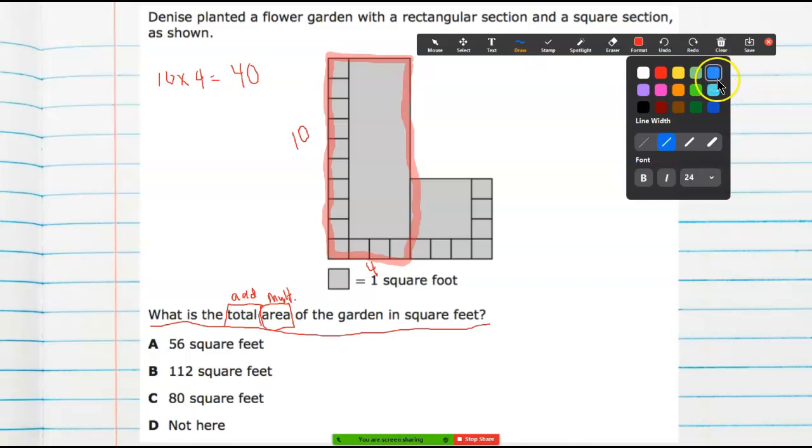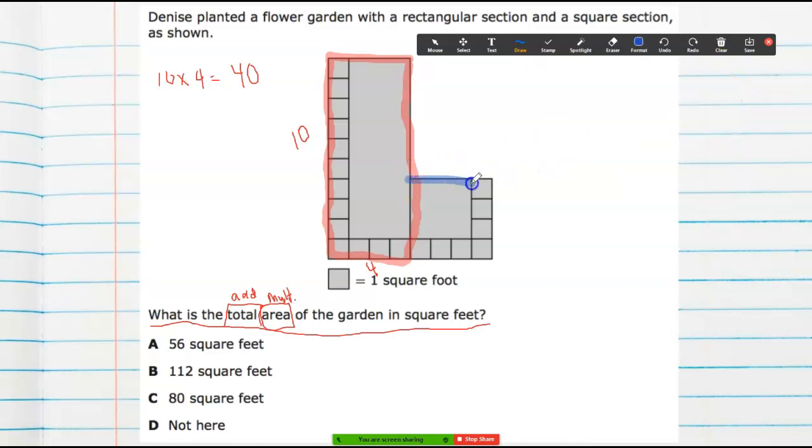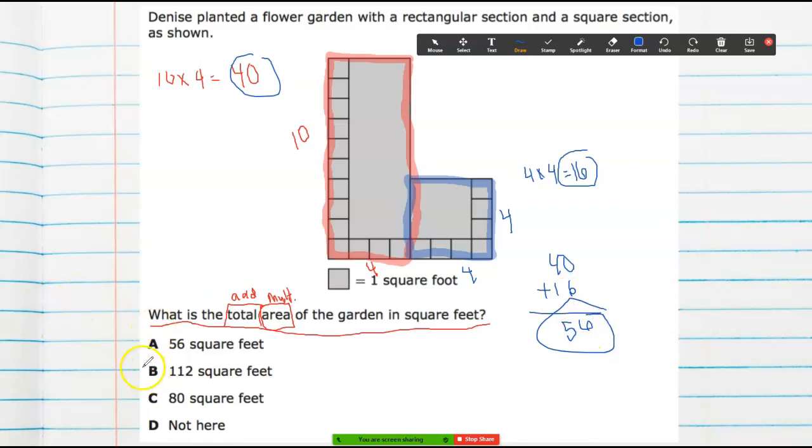Now we're going to look at the square. 1, 2, 3, 4 rows, 1, 2, 3, 4 columns. So it means I have 4 times 4, which equals 16. So I have 40 and I have 16, and I need to add those together to find my total area. 40 plus 16 is 56 square feet.